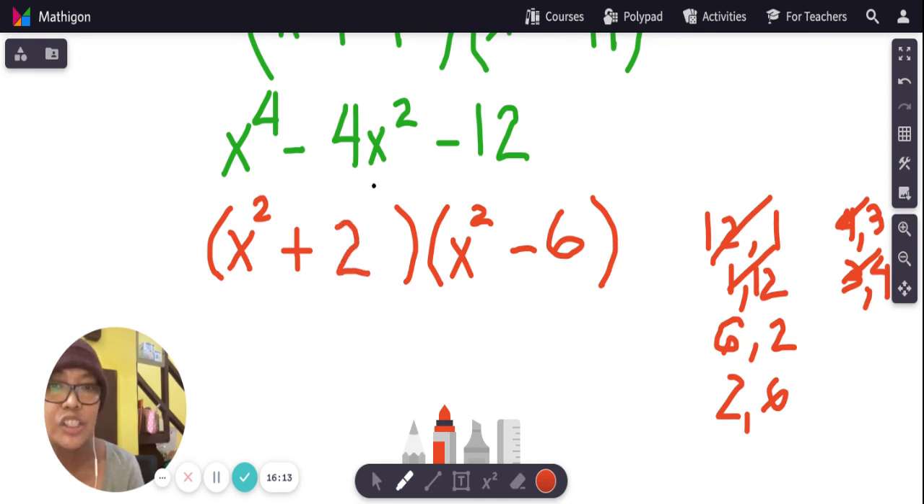So how will you check that your answer is correct in your middle term? You multiply this. This is negative 6x squared, rather. This you multiply, this is 2x squared. So plus, you add them, it is negative 4x squared. Okay, so we have a series of examples, and there's another discussion about this. So I will cut this, and we will continue problem solving later on. Okay?